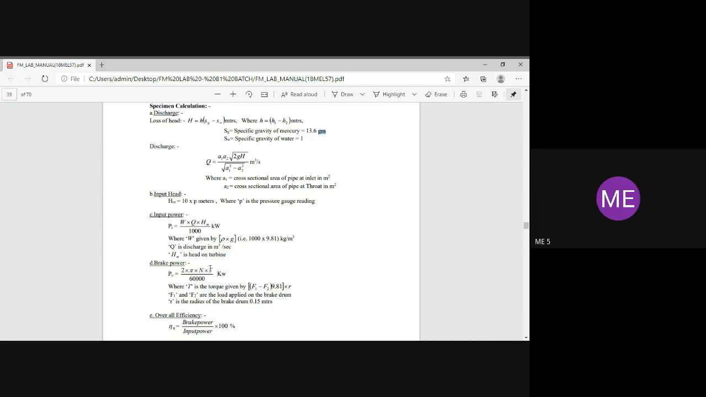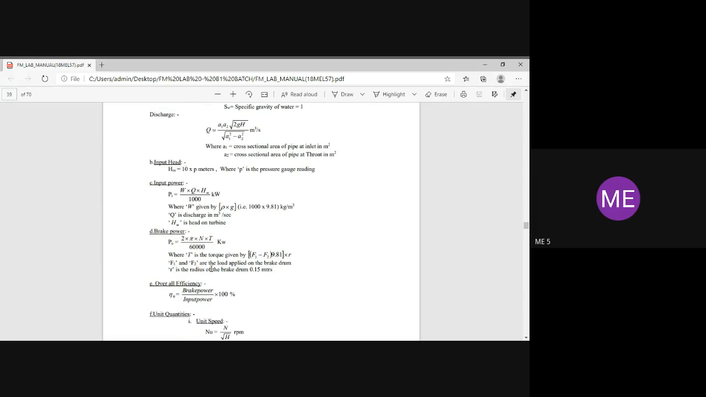This torque is given by F1 minus F2 into 9.81 into radius. And N is the speed in RPM. In case of constant head operation, the speed varies. Divided by 60,000 kilowatts. Done, na?